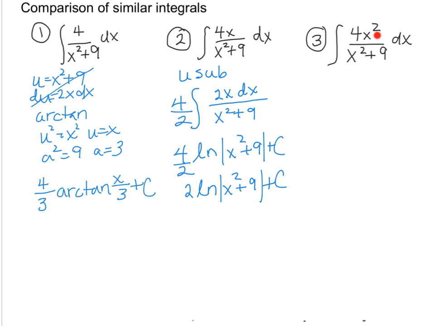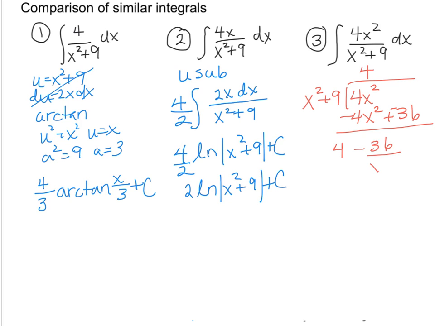X squared and an x squared. Well, this one is a division problem, a long division problem. So as I divide the top by the bottom, right? So I have a 4x squared plus 36, and then subtract. Then I end up with 4 minus 36 over x squared plus 9.